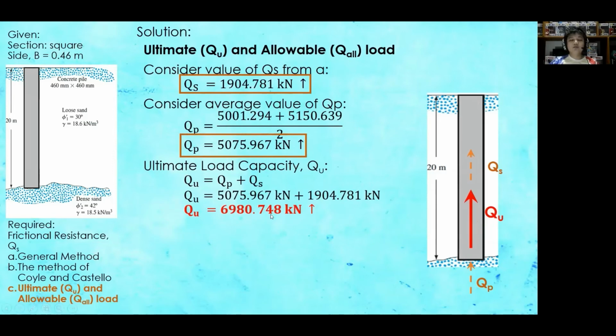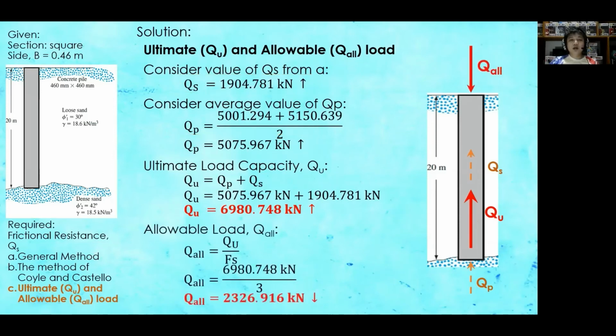Thus, for our Q sub U, or the ultimate load, it is equal to 6,980.748 kilonewtons. And for the allowable load, Q all, it is equal to the capacity, that is 6,980.748 kilonewtons, over the factor of safety, that is 3. Thus, Q all is equal to 2,326.916 kilonewtons.